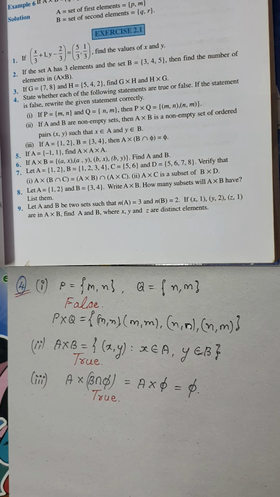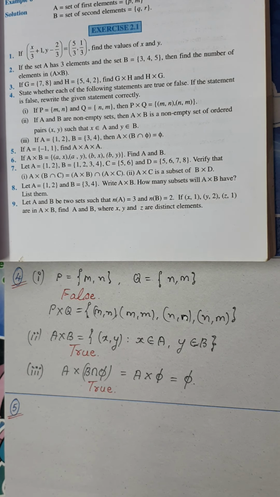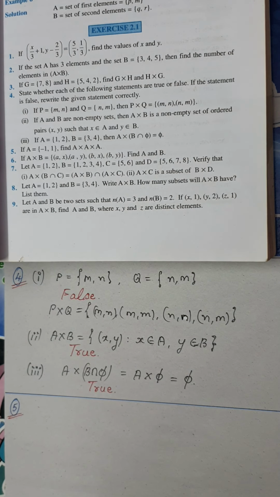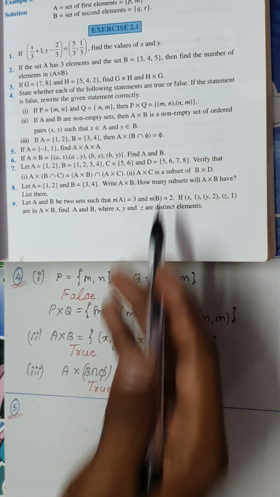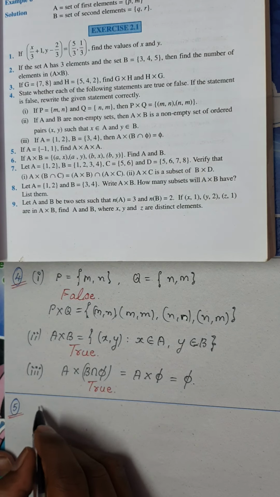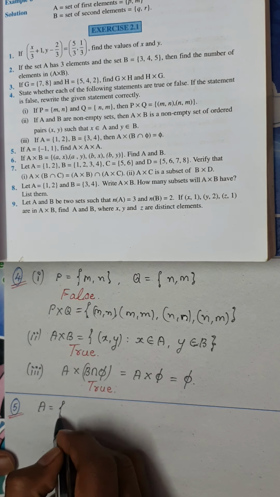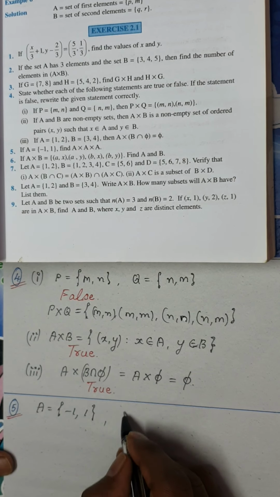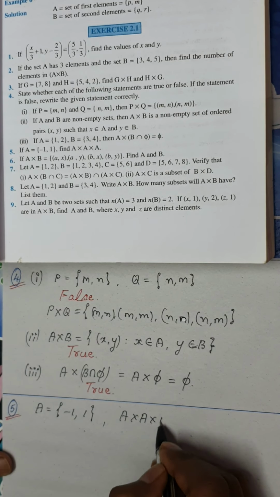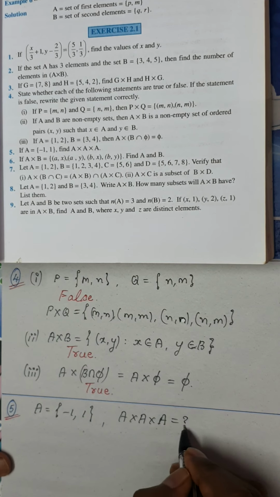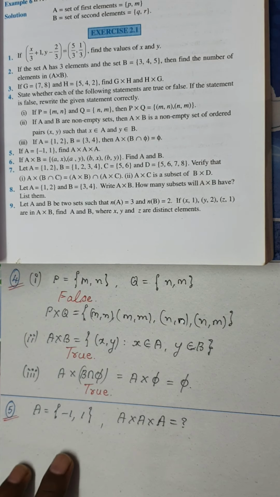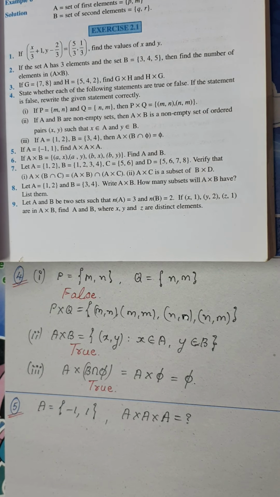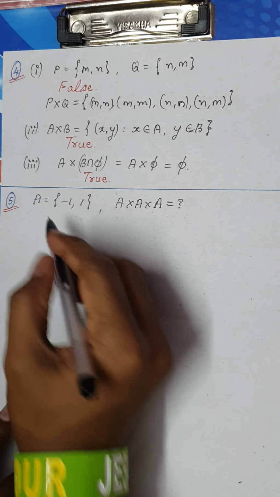Let's go on to question number 5. Question number 5 is one of the important questions depending on the triple product of sets. Many times it has been asked in exams for 1 mark. Very important question, please note it down. He has given set A is equal to {-1, 1} and you have to find A cross A cross A. Remember, this question has been asked many times for 1 mark because there are chances of students going wrong here. So you have to do it carefully.